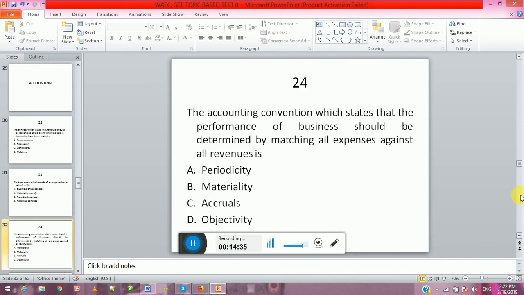The accounting convention which states that the performance of business should be determined by matching all expenses against all revenues is A, periodicity, B, materiality, C, accruals, D, objectivity.